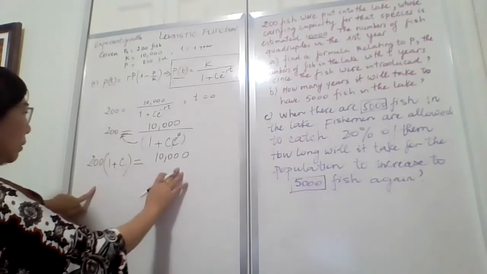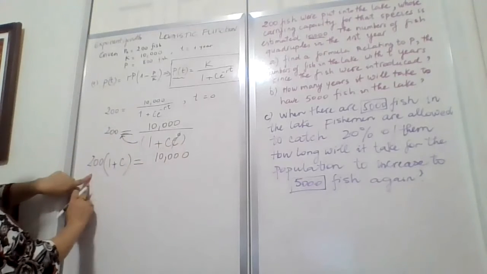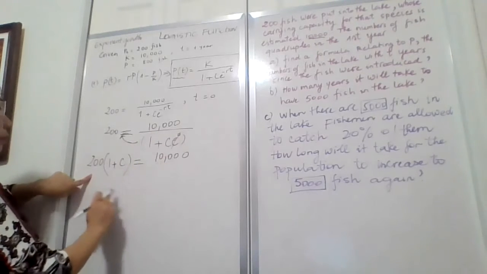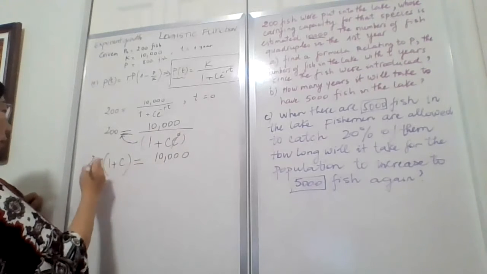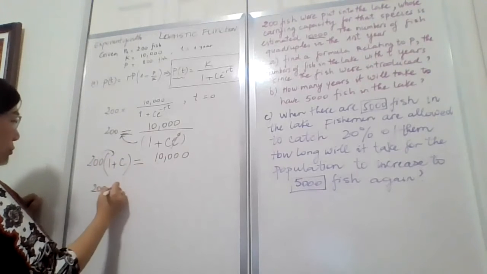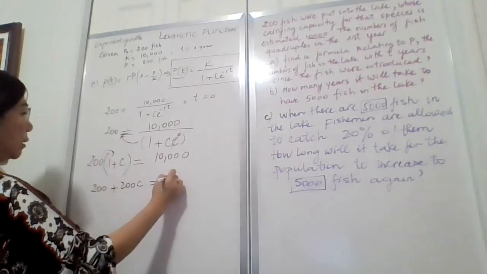But let's talk about this. Now I'm going to kick this up, and that's what I got here: 200 times 1 plus C equals 10,000. Now I'm going to solve it. Distribute: I have 200 times 1, which is just 200, adding with 200 C equals 10,000.